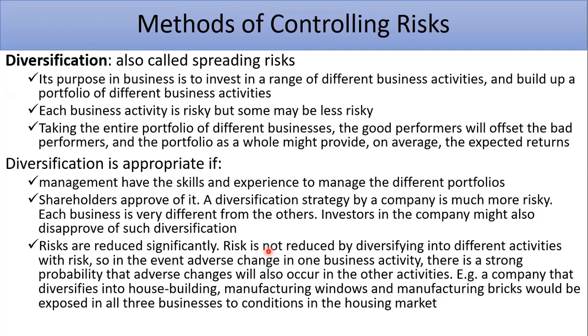Okay. Now, each business activity is risky, by the way. So these business activities would have different levels of risk. Now, taking the entire portfolio of different businesses, the good performance will offset the bad performance. So this is the idea. And so the portfolio as a whole might provide on average the expected returns. It won't be affected significantly overall. Okay. Now, it is not always easy to do diversification.